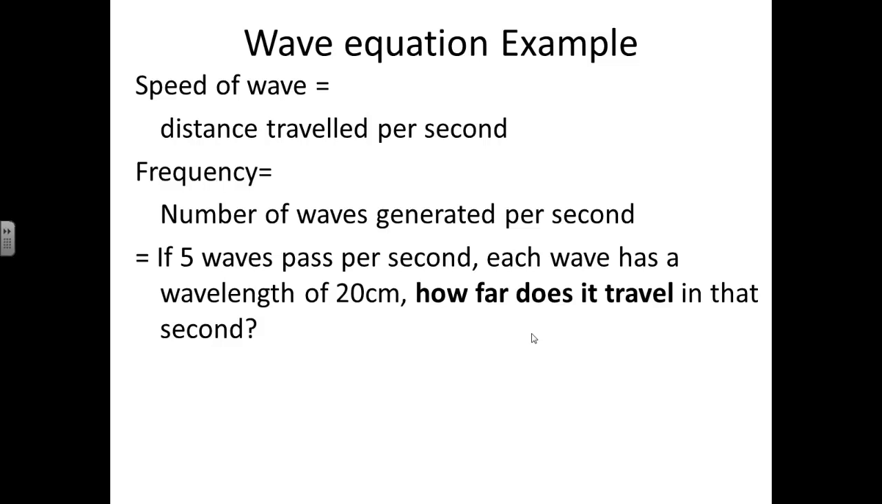How far does it travel in that second? Well, basically in 1 second we get 5 waves of 20. So V is equal to f lambda. V is equal to 5 times 20 is equal to 100 centimeters per second. This will be the speed of the wave.